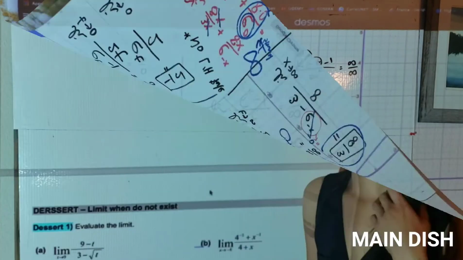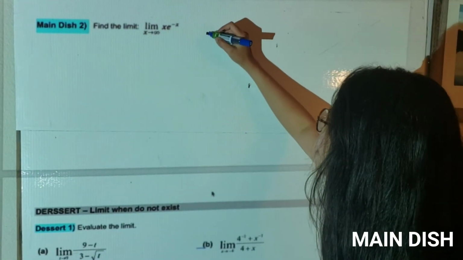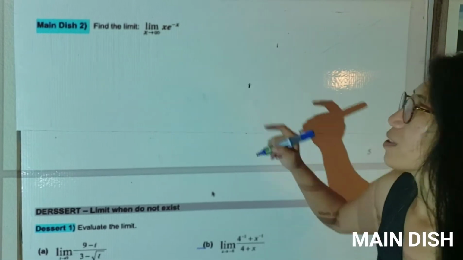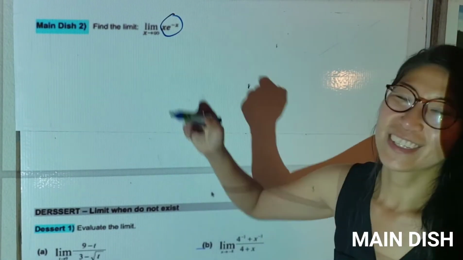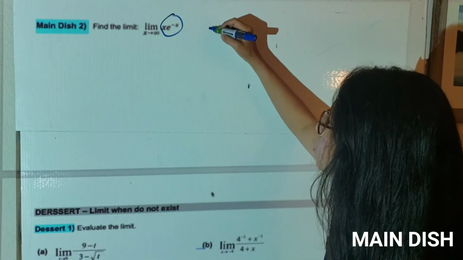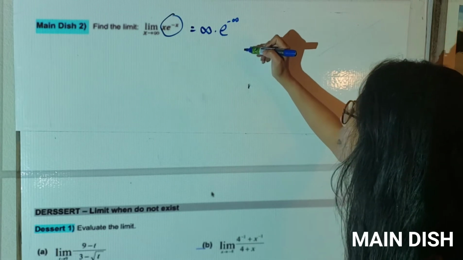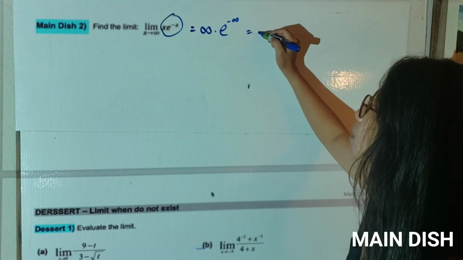Okay, so let's continue our main dish. We want to find the limit of x times e to the negative x. Do you guys recall this one? We didn't see a lot of it, right? So when I plug in infinity, it's going to be infinity times e to the negative infinity. And I know that this is going to be this way.